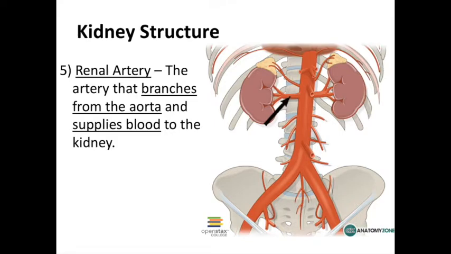The renal arteries we talked about already. The artery that branches from the aorta, which is the largest artery in your body, and it's going to supply blood right to the kidney. That blood needs to be cleaned. Right? This is, I don't want to call it dirty blood, but it is not clean blood.